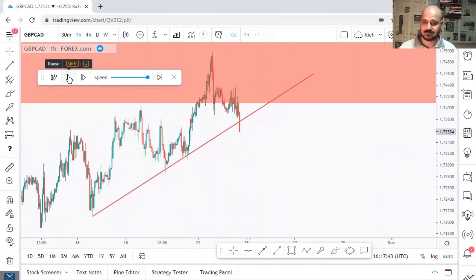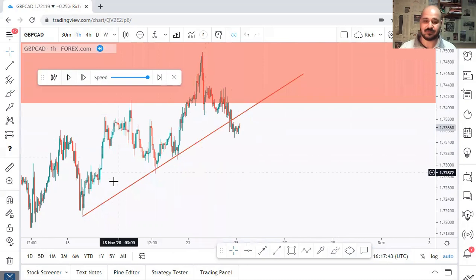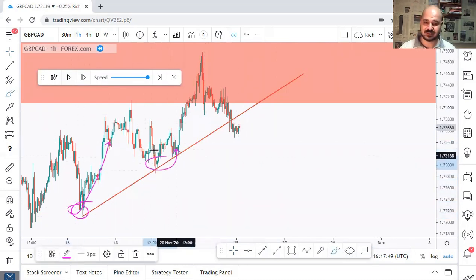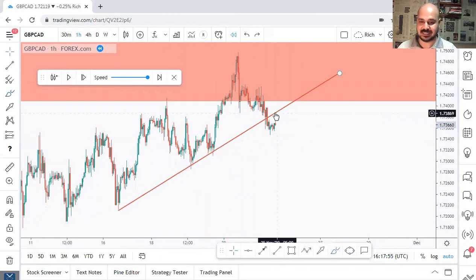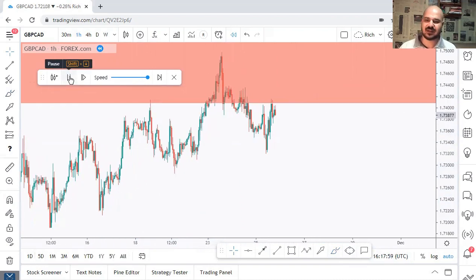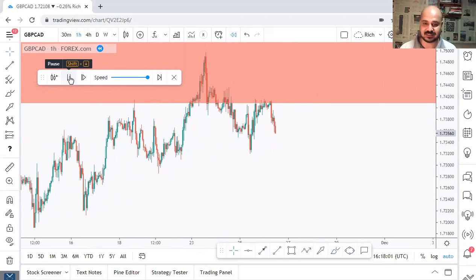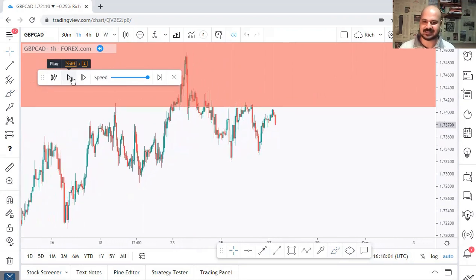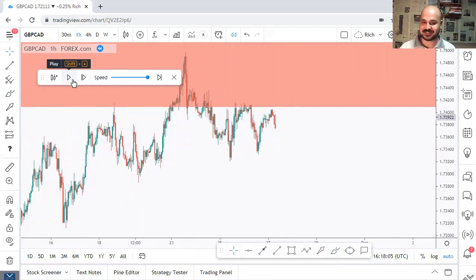Let's see. So no, the price broke it before forming a third swing around it, because this is the first swing, this is the second swing, because they are close to each other, and price broke it down. So it's not valid. Let's delete it. Let's find new reversal patterns.